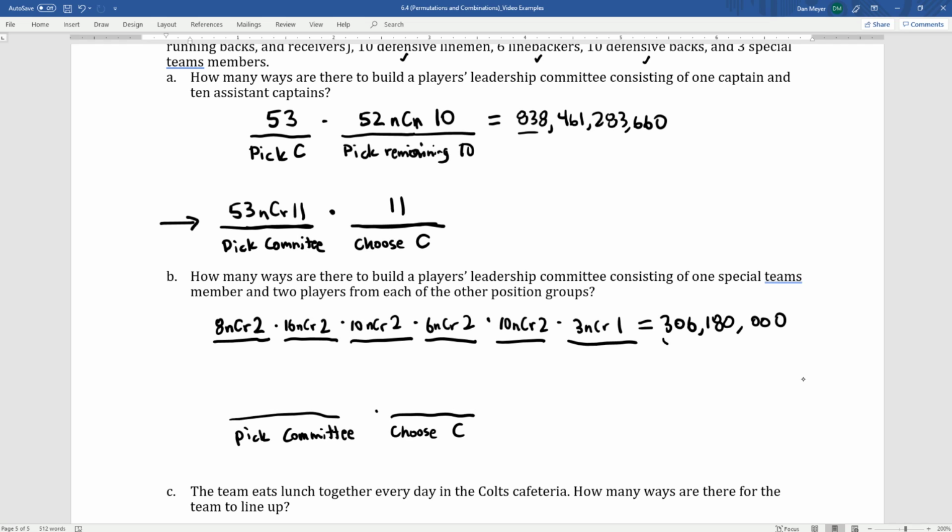Well, we just found the number of ways to pick the committee: 306,180,000. And once we've picked our 11-man committee, there's again 11 ways to choose a captain. So even if we do pick that captain, there are still fewer committees. In this case, it's 3,367,980,000 compared to the 838 billion we had without these restrictions of having a representation from each position group.